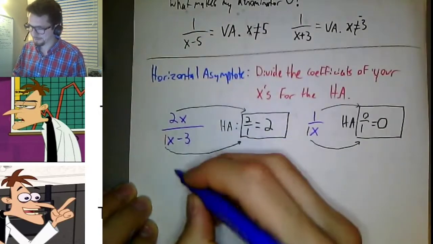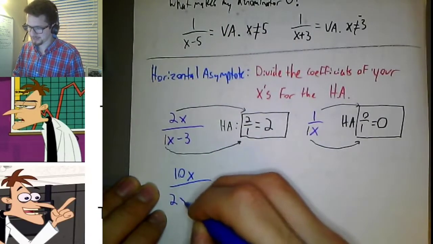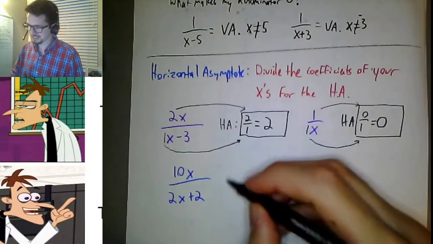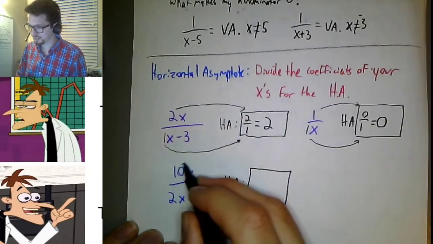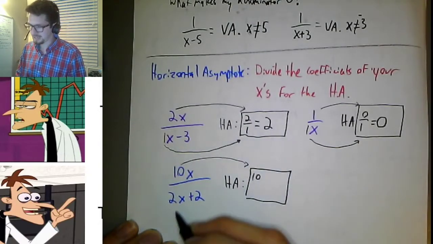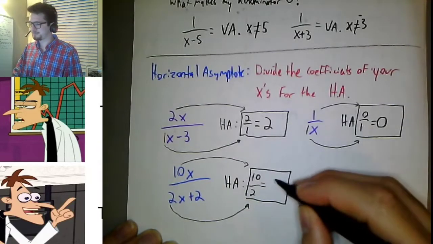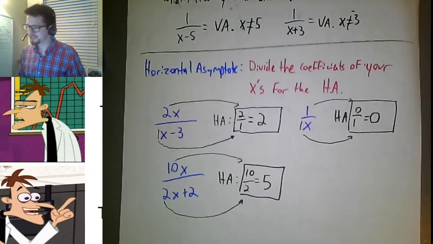What if I have 10x over 2x plus 2? What's my horizontal asymptote? Well, I'll take my coefficient up here and my coefficient down here. What's 10 divided by 2? 5. 5 is my horizontal asymptote. This is how you find it, okay? The horizontal asymptote is weird, but you can still find it.